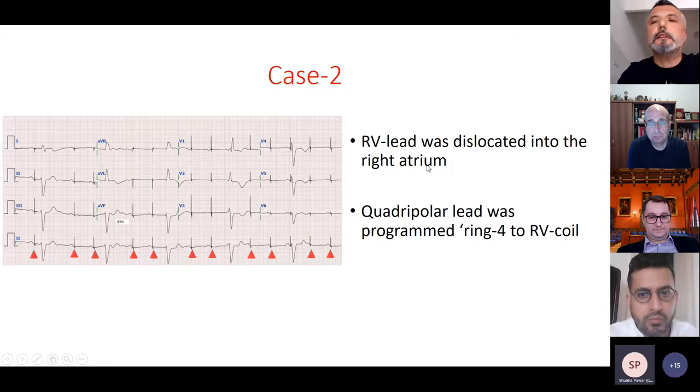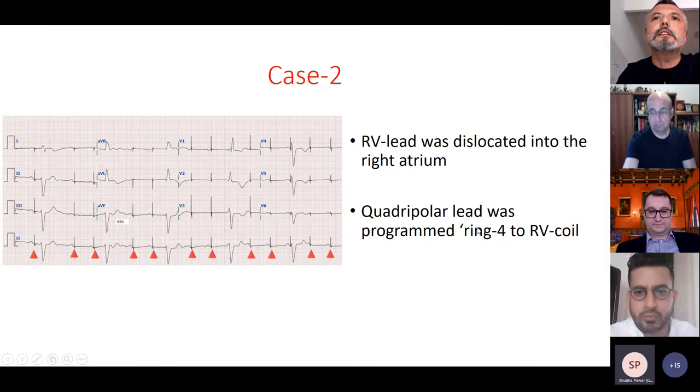At this point, the question is, why did the left ventricular lead not capture? The reason was the quadrupolar lead configuration. In this patient, the quadrupolar lead was programmed as ring 4 to right ventricular coil. So this configuration is a unipolar configuration, in other words, extended bipolar configuration. As the right ventricular lead dislocated into the right atrium, the left ventricular lead didn't capture anymore.